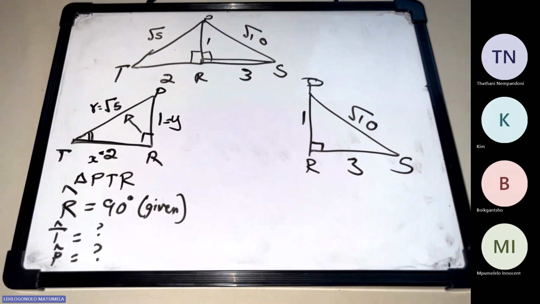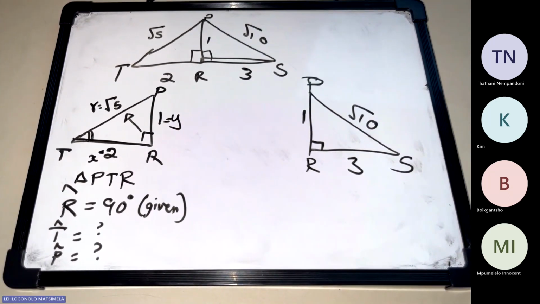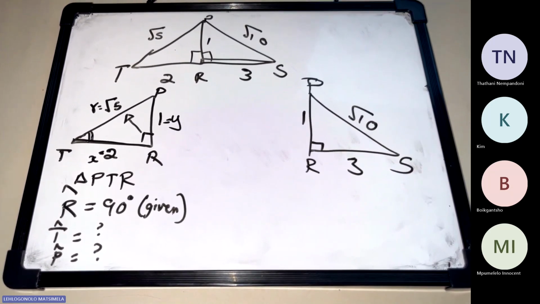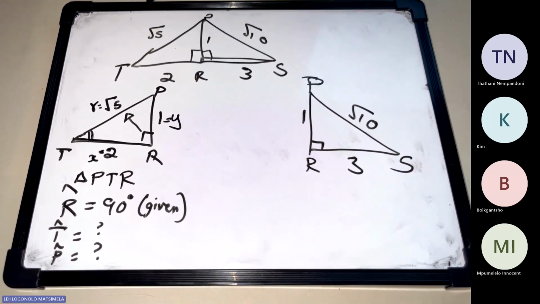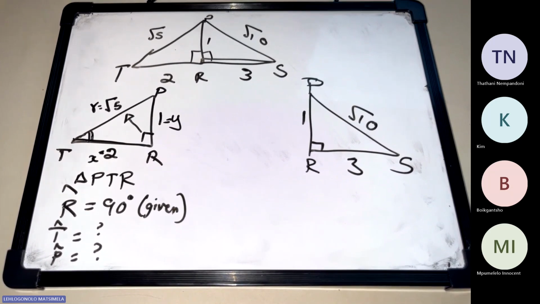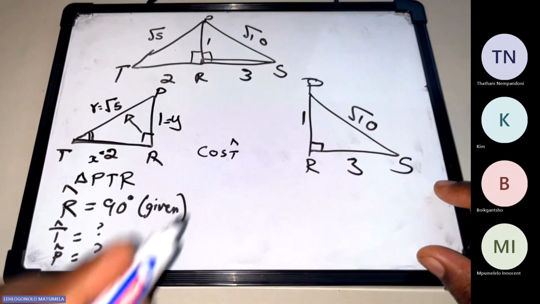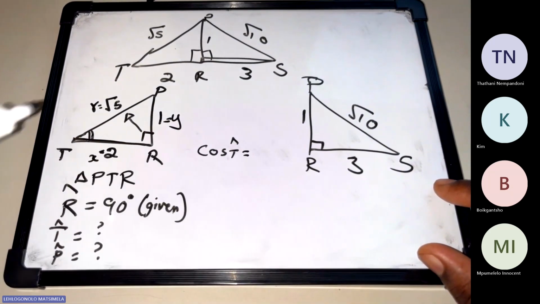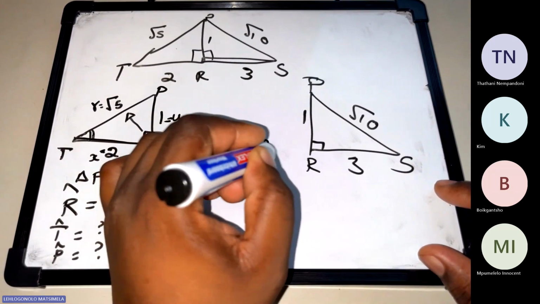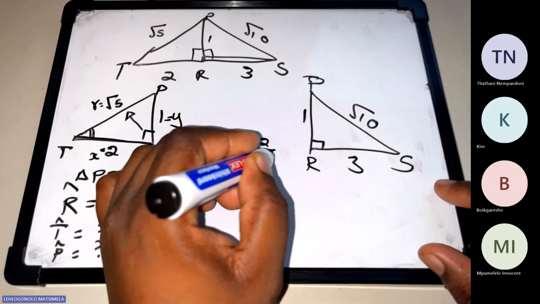So we can use any of the single trig ratios. Which trig ratio? We can use sine, we can use cos, we can use tan. It will still give us the same thing. Let me just choose cos. Cos angle T has to be X over R. X is 2, R is root of 5.